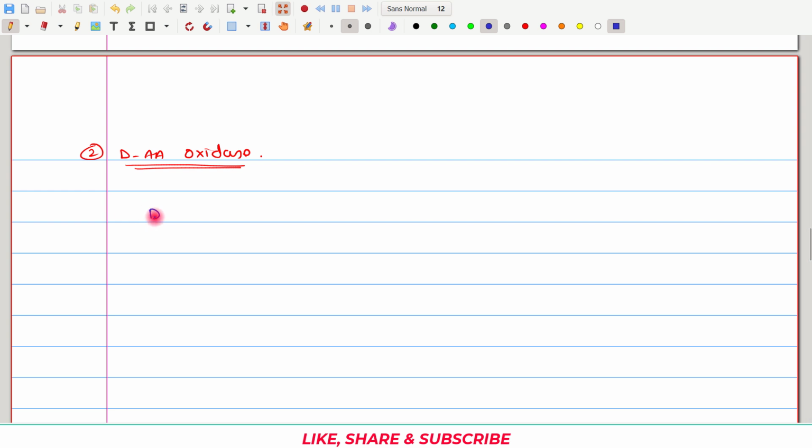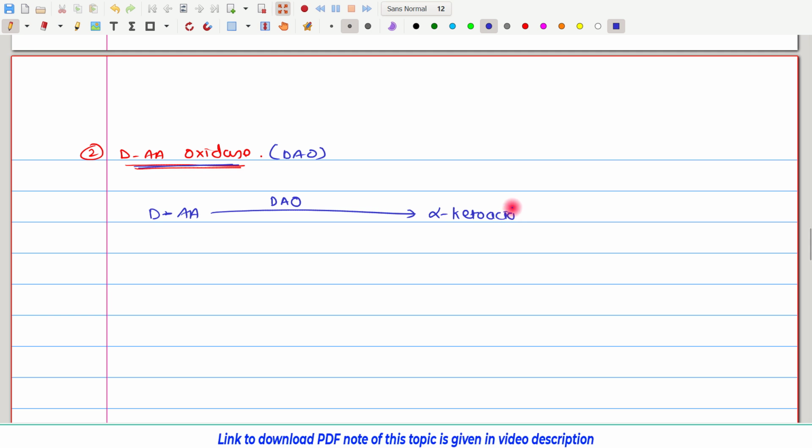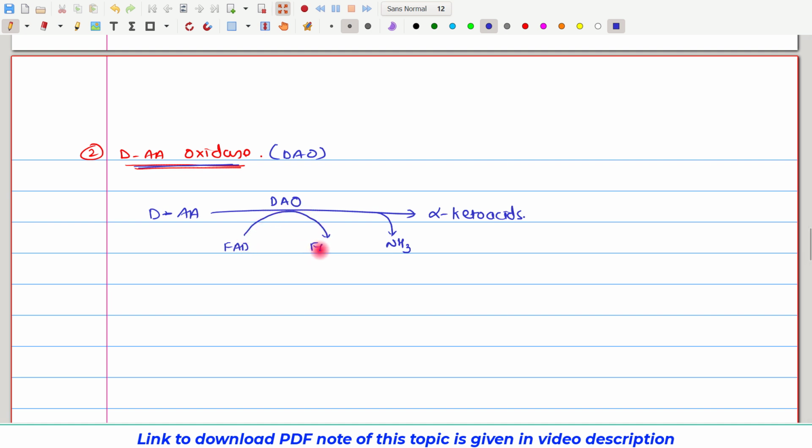So, what happens to this D amino acid? It will be acted upon by D amino acid oxidase, often abbreviated as DAO. It gets metabolized by D amino acid oxidase and converted to its respective alpha keto acid, right. And with this, the amino group gets released in the form of ammonia. But along with this, oxidation occurs. This D amino acid oxidase depends on FAD, and FAD gets reduced to FADH2.